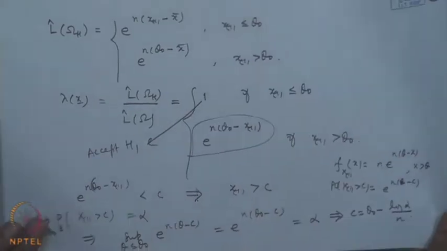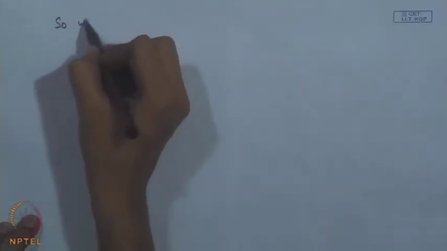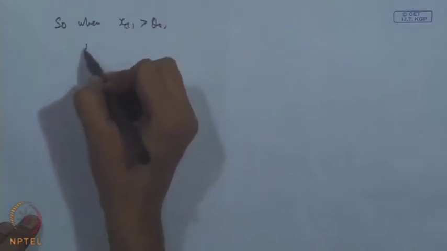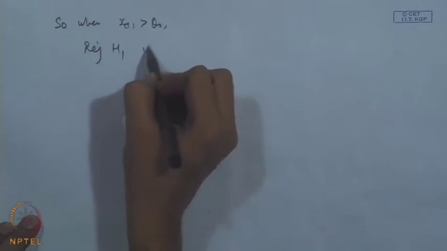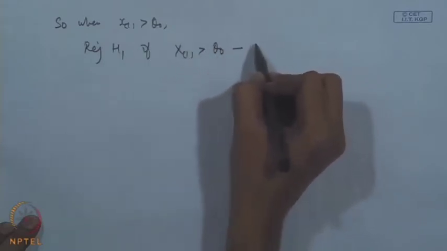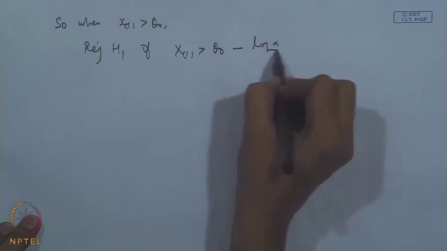So, the likelihood ratio test is: when x1 is greater than theta naught, reject H1 if x1 is greater than theta naught minus log of alpha by n.